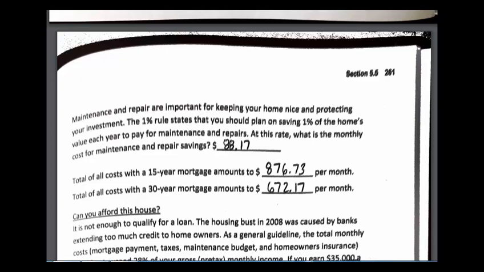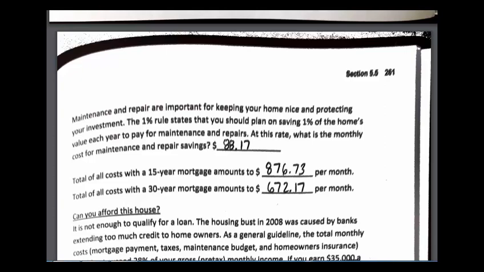So with the 15-year, we would go back and start with our payments for the 15-year and then add all these other additional costs onto it. And we see then, if we add those all up, we'll get $876.73 per month. If we do the same thing now for the 30-year mortgage, we'll get a total overall monthly cost of $672.17.